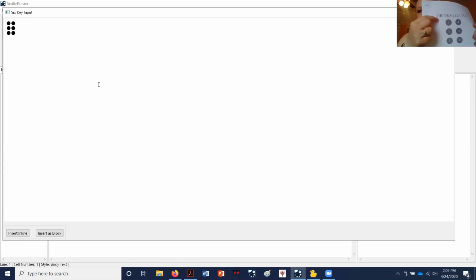So the top left side of the Braille cell, that is dot 1. The dot underneath that is dot 2. The dot on the bottom left side of the Braille cell is dot 3. The top right side of the Braille cell, that is dot 4. The dot underneath that is dot 5. And then the dot on the bottom right side of the Braille cell is dot 6.